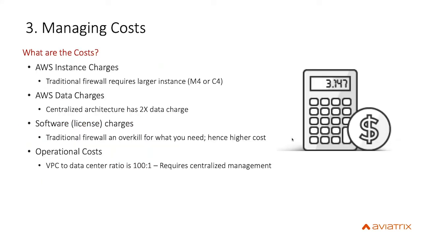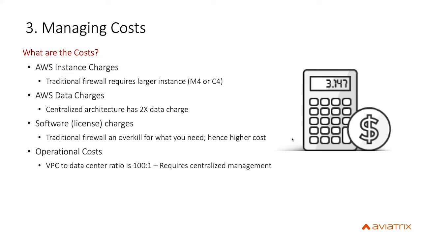So we get into the whole managing cost thing. I am an architect. I don't really do cost, but we're going to cover this slide. So cost: if you look at AWS instance charges, your traditional firewalls need power. They came from an on-prem environment where, if you wanted a 10 gig encrypted router, you'd go out and buy a $200,000 device, or if you just wanted to plug something up, you'd get something smaller. That's the mentality you have when you look at virtual firewalls and other items.